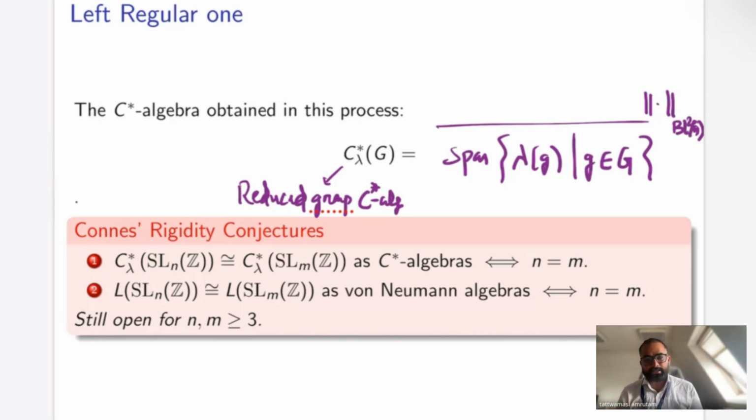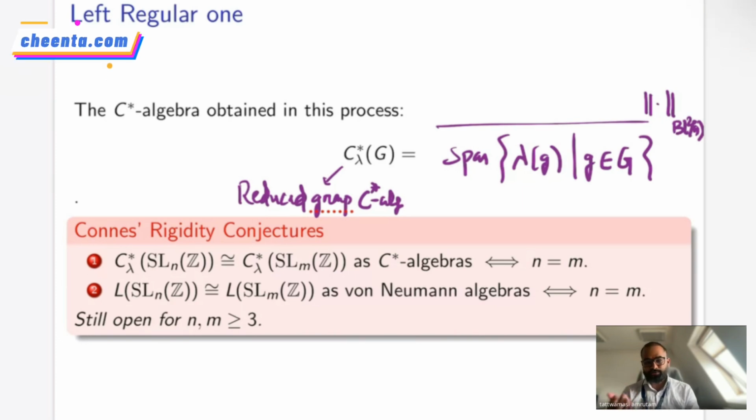Take SL_n(Z) and SL_m(Z), the determinant 1 matrices, n-dimensional and m-dimensional over integers. Then apply the same functor that we just did, this C lambda star functor, and assume that these are isomorphic as C-star algebras, in the category of C-star algebras. Does this imply that n must be equal to m? Of course, if n is m, then one direction is straightforward. But the other direction is very difficult, and it is still open for n, m bigger than or equal to 3.